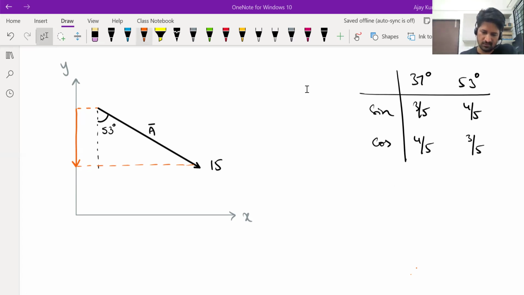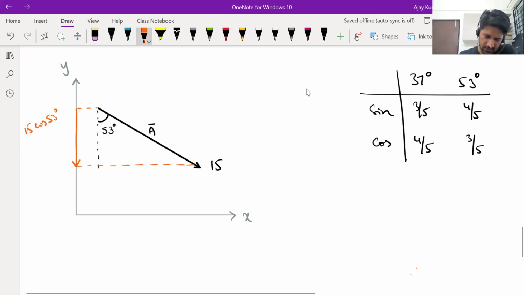So 3 by 5, 15 cos 53 degrees. Cos 53 degrees, you are saying, is 9. 15 into 3 by 5. I swapped the x and y. That is what I told. Yeah, the magnitudes you took are not correct.